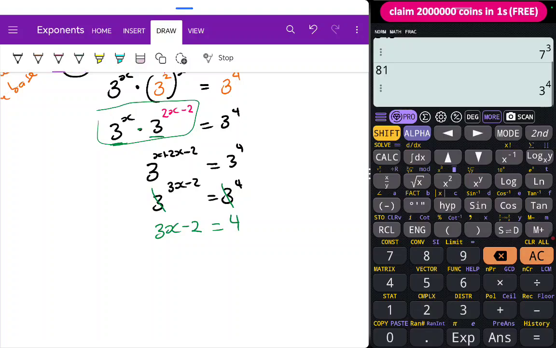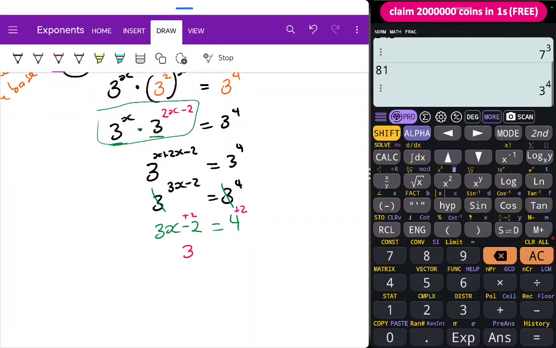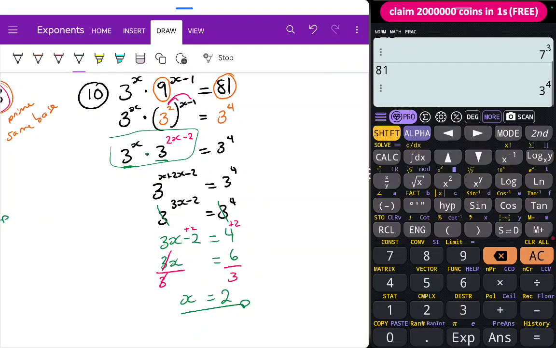And now I solve for x. Plus 2 on both sides. So 3x, sorry, I wanted that in green, 3x is equal to 6. And then divide by 3 on both sides. Cancel, cancel. So x is equal to 2. Beautiful.